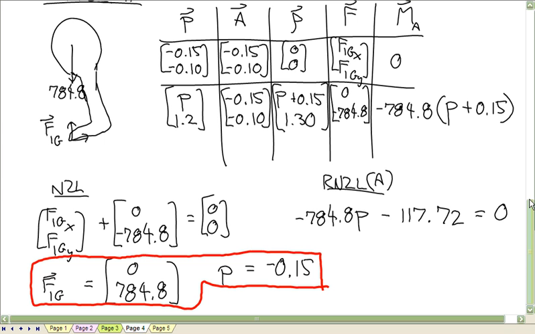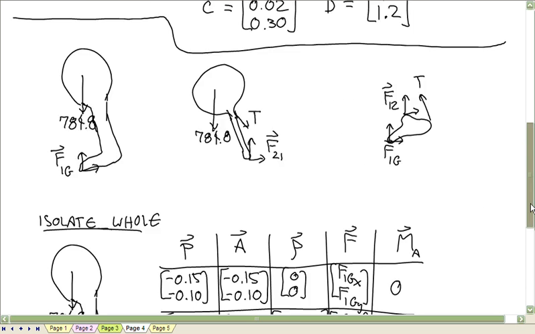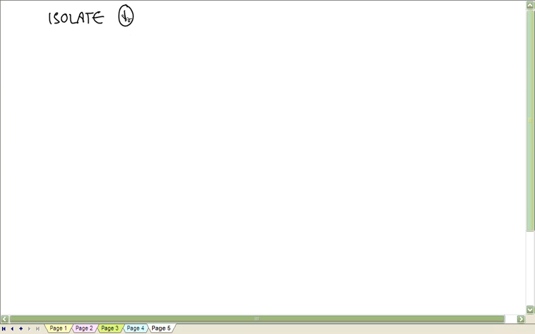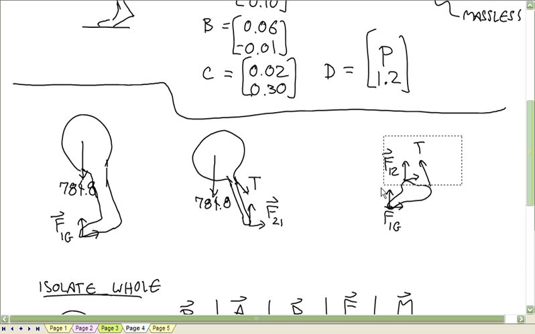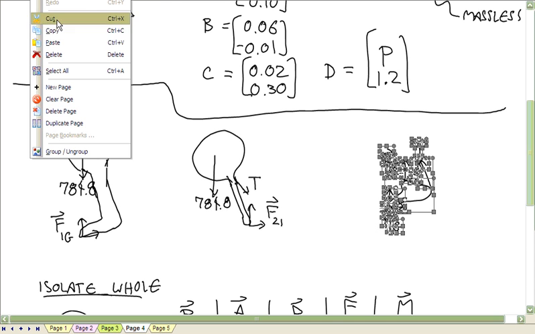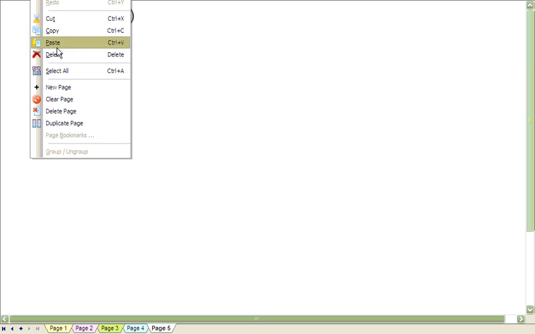Okay. So now we've solved for that variable, and now we can go on to isolating individual bodies. Usually with structures, there's at least one member that you don't have to get to because you get enough equations. Let's isolate the foot, and I think we're going to see that that's all we need to do. So the foot is member 1. It's probably just as fast for me to draw it again, but I'm going to do this because technology's cool.